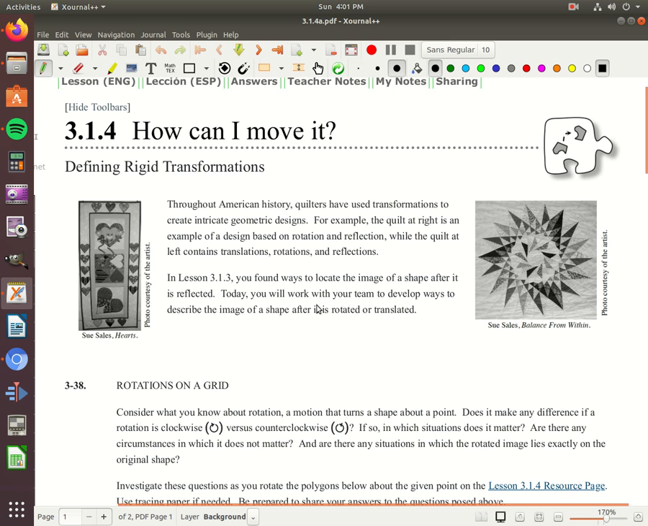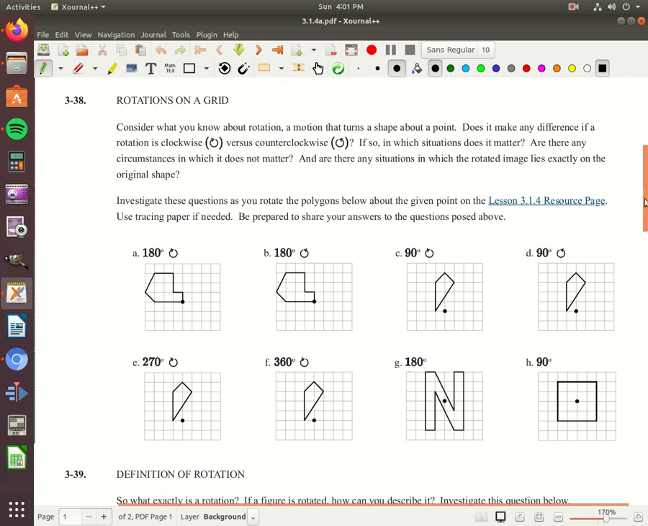In lesson 3.1.3, you found ways to locate the image of a shape after it's reflected. Today you'll work with your team to develop ways to describe the image of a shape after it's rotated or translated. So what they're going to ask us to do is open resource page 3.1.4, which looks like this, and we have to perform these things. And again, this is how I like to do these.